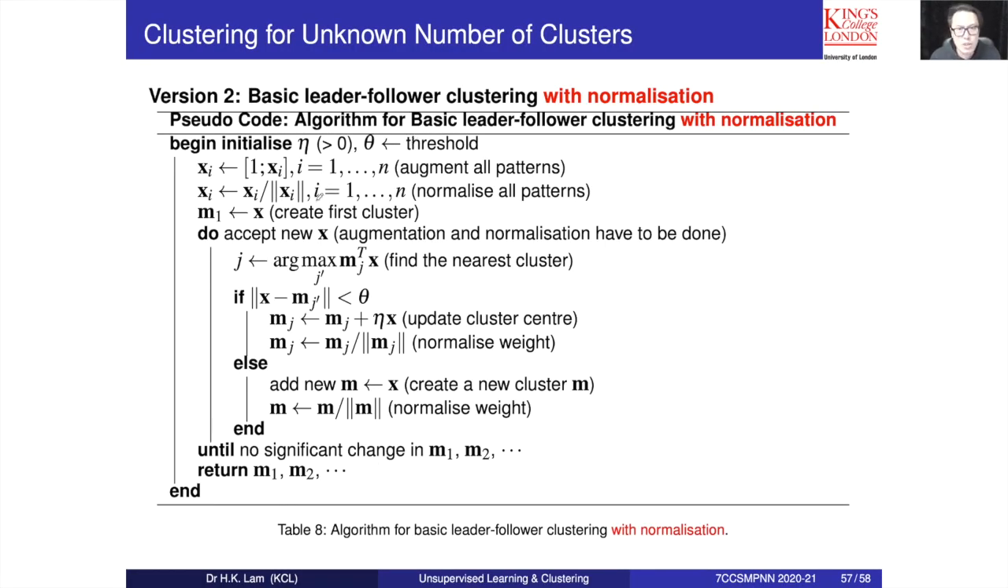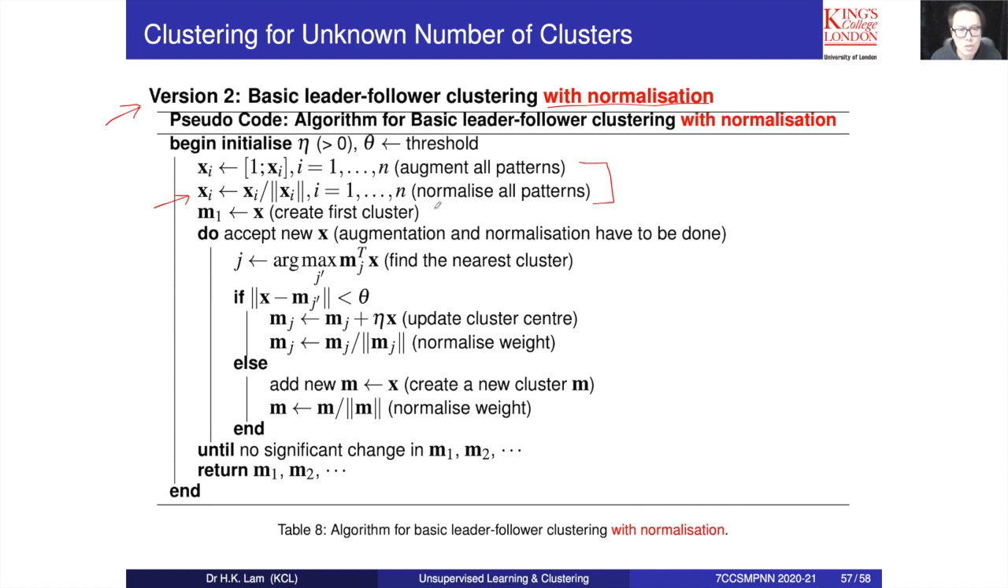what we are going to do next is to go through the second version, that is with normalization. Again, we have to do augmentation and normalization. That means before we work on all the samples, we add one on top of this X, and this is the augmented version. Later, in the next slide, we are going to normalize that by xi divided by the L2 norm of xi. I mentioned this before in the previous section.